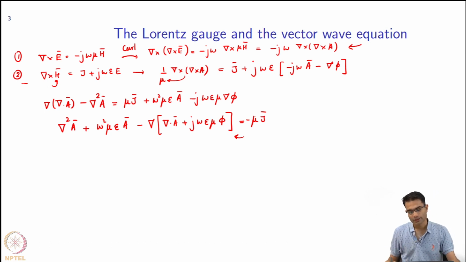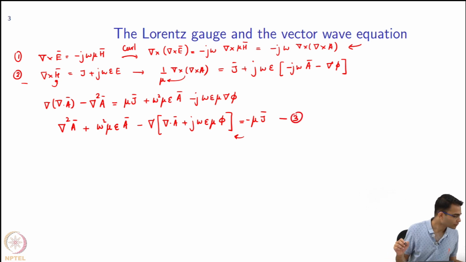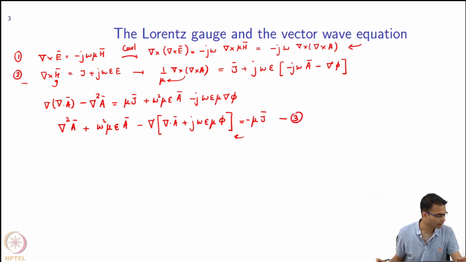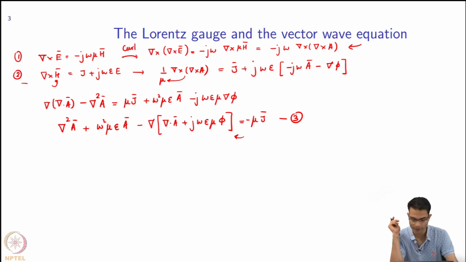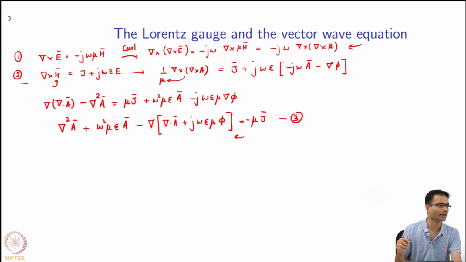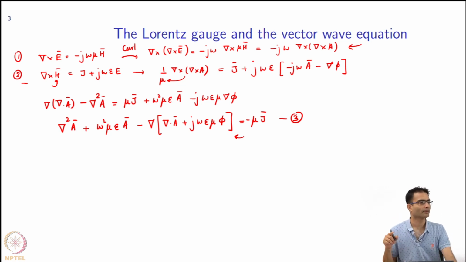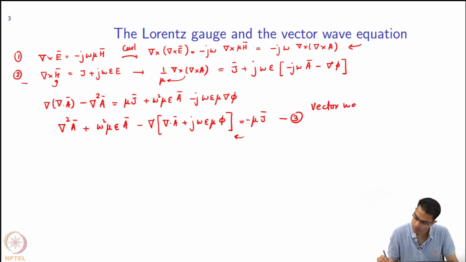Okay. So does this equation, let's call it equation 3, right? Does this equation 3 look like something that we have seen before? It looks a little bit like the Helmholtz equation. It's not the Helmholtz equation. Why? Because of this big term over here, right? So more generally, instead of calling it the Helmholtz equation, we'll just call it a vector wave equation, right? So it's like a vector wave equation.